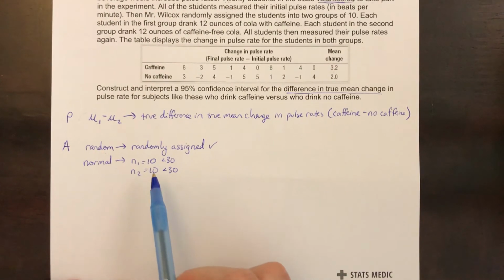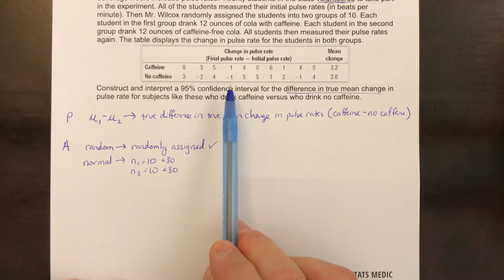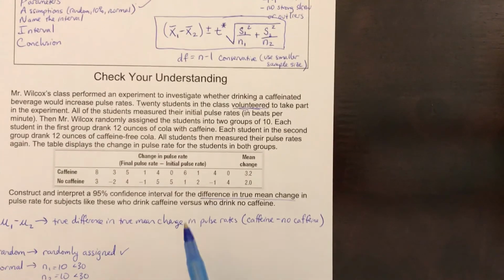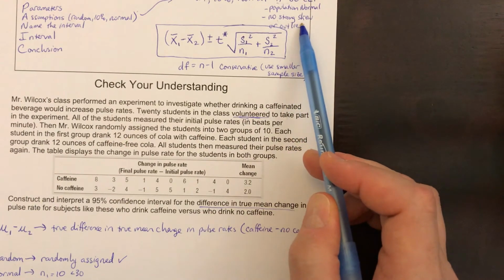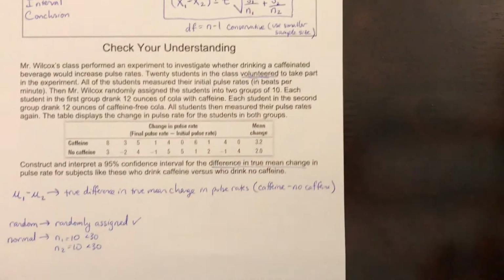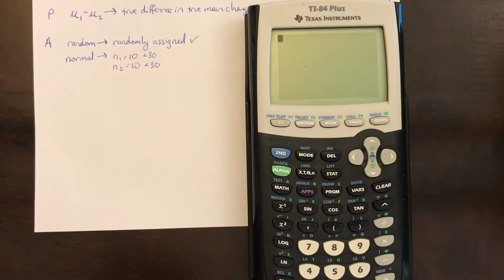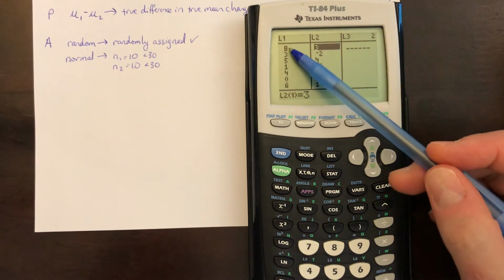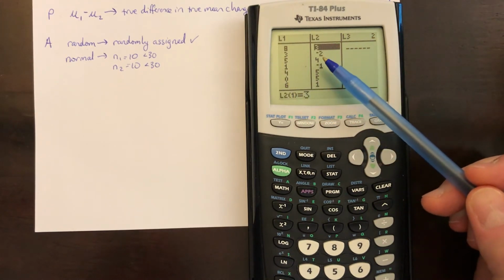Now, we're not told that the overall population is normal. We don't know that. So what we have to do is take a look at the data and check if there is strong skew, heavy skew, or if there are outliers. So this is where we would take the calculator and go to stat. I've already typed in my list 1 for the students who drank caffeine. My list 2 is those that did not.